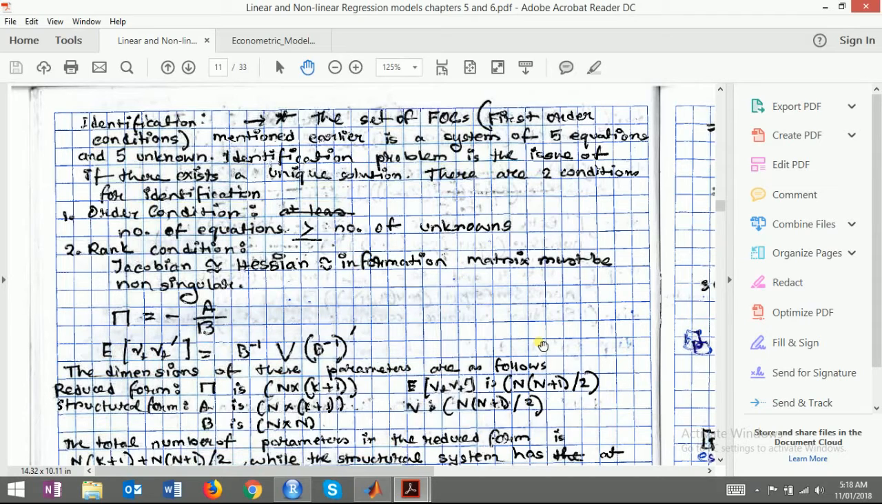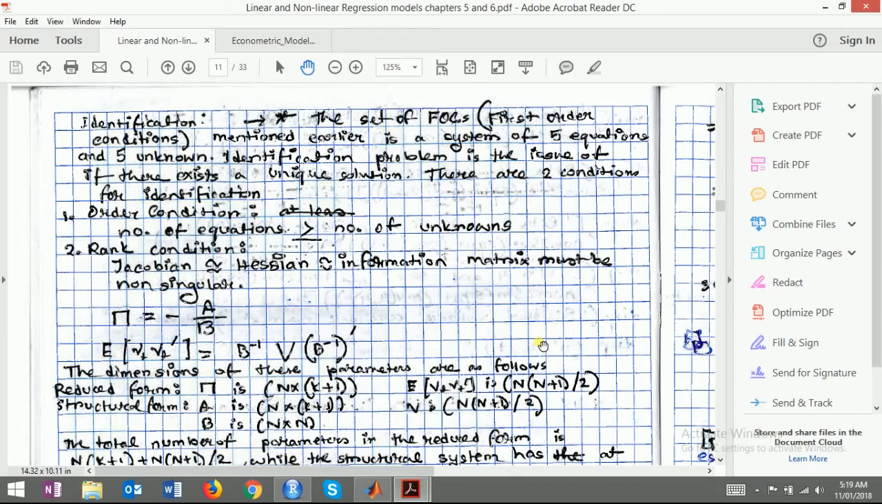The set of first order conditions mentioned earlier is a system of 5 equations and 5 unknowns. The identification problem is the issue of whether there exists a unique solution. There are two conditions for identification. First of all, the order condition. The order condition is when the number of equations is greater than or equal to the number of unknown parameters. Rank condition. In the rank condition, the Jacobian, equivalent to the Hessian, equivalent to the information matrix, must be non-singular.